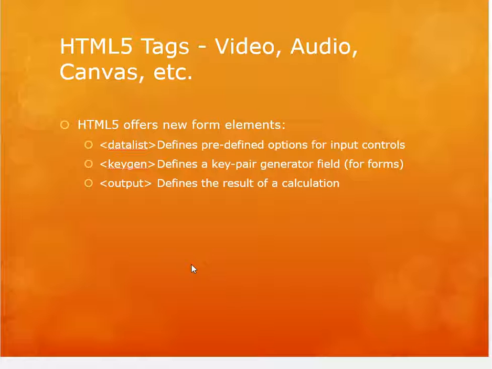And then the keygen element provides a secure way to authenticate users. Typically you'll see the keygen used with PHP. When the form is submitted, two keys are generated. Usually one is private and one is public. The private key is usually stored locally, and the public key is sent to the server.